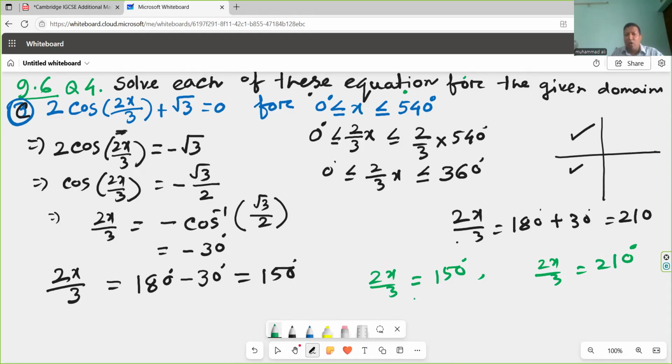If you want to get the value of x, x will be 225 and here x will be 315 degrees. So these are the answers. So x equals 225 degrees and 315 degrees. Number C completed.